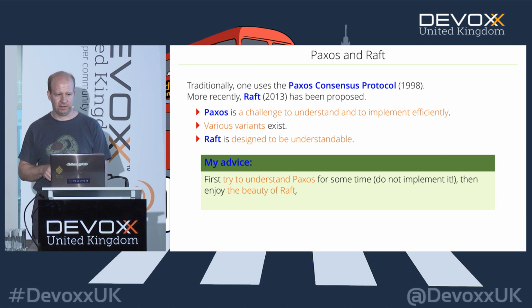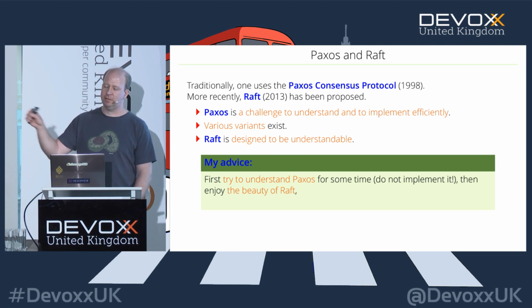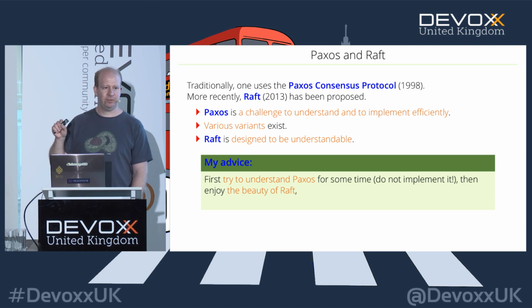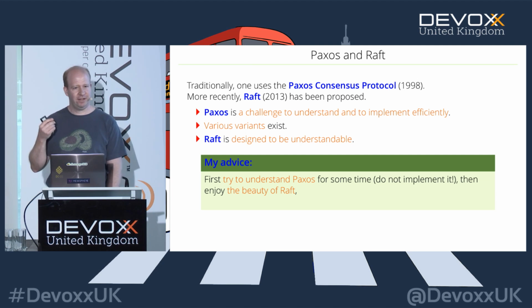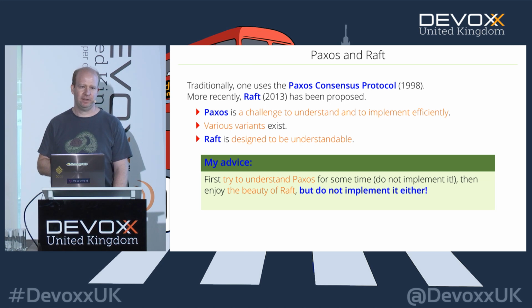There's a lot of details for the implementation missing. Then, after you have appreciated the complexity of Paxos, my advice is to look at Raft, because then you can actually enjoy the beauty and simplicity of it. But don't implement it either. It's also hard, although the Raft paper actually tells you quite a lot, not everything, but quite a lot of what you need to actually implement it.